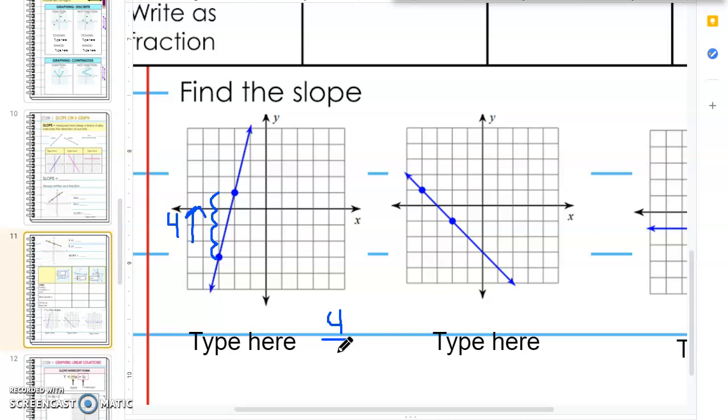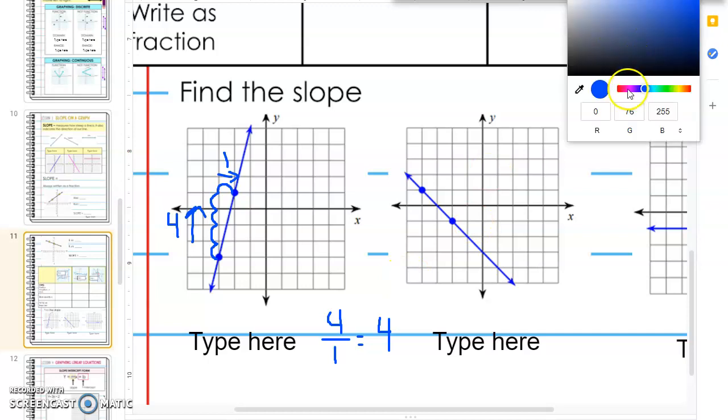So now I have to figure out how many over. That's my run. It's always rise over run. Well, I only have to go over 1. I went over 1. So my slope is 4 over 1. 4 over 1 we can simplify. We can reduce that. 4 over 1 is just 4. So my slope for this line is 4.